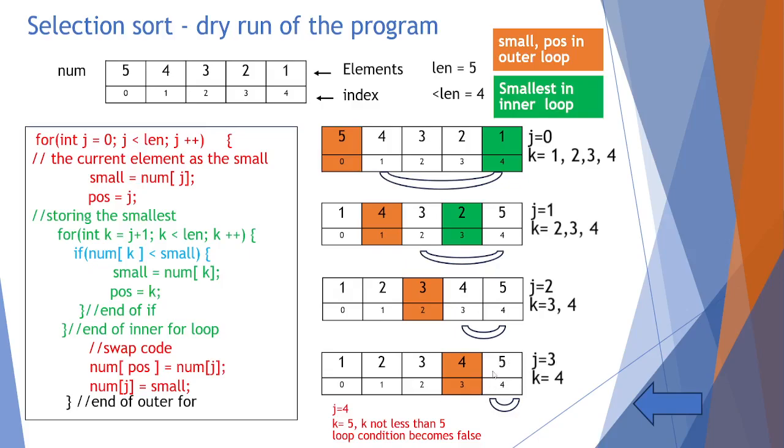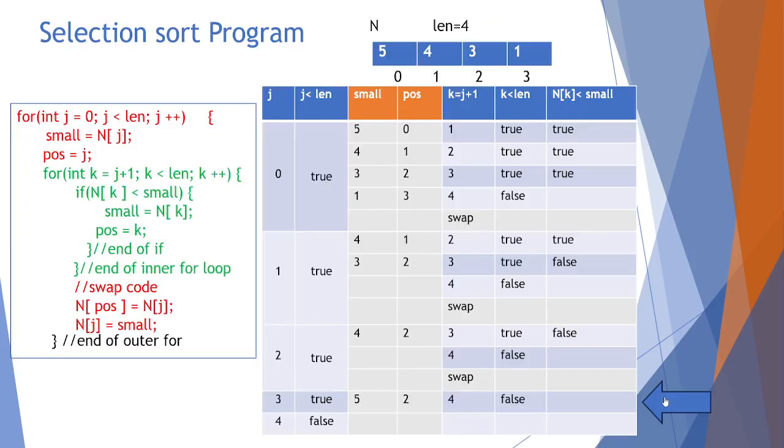When j is 4, k is 5, not less than len, not less than 5. So the loop condition becomes false. Now, this is the dry run, although it looks very big, it is very easy to understand. Let's understand the program now.